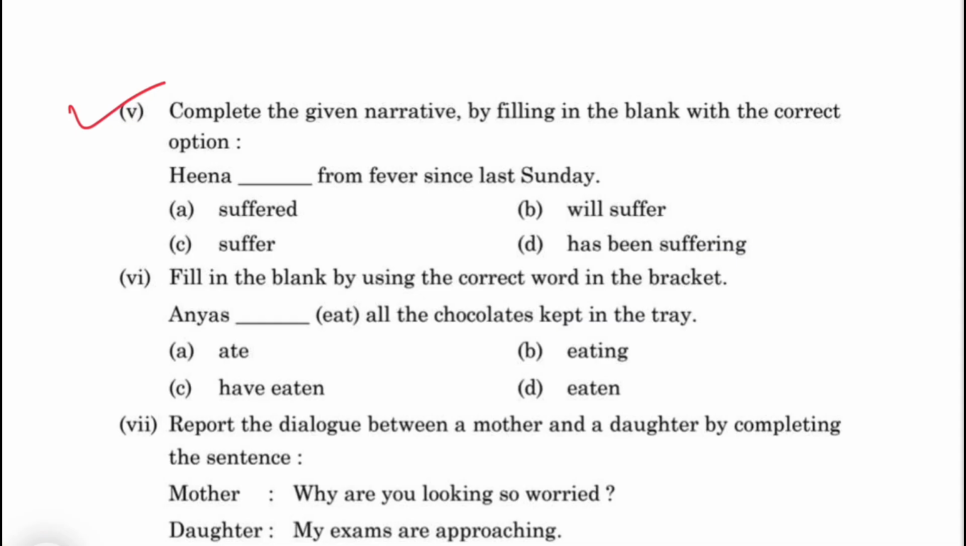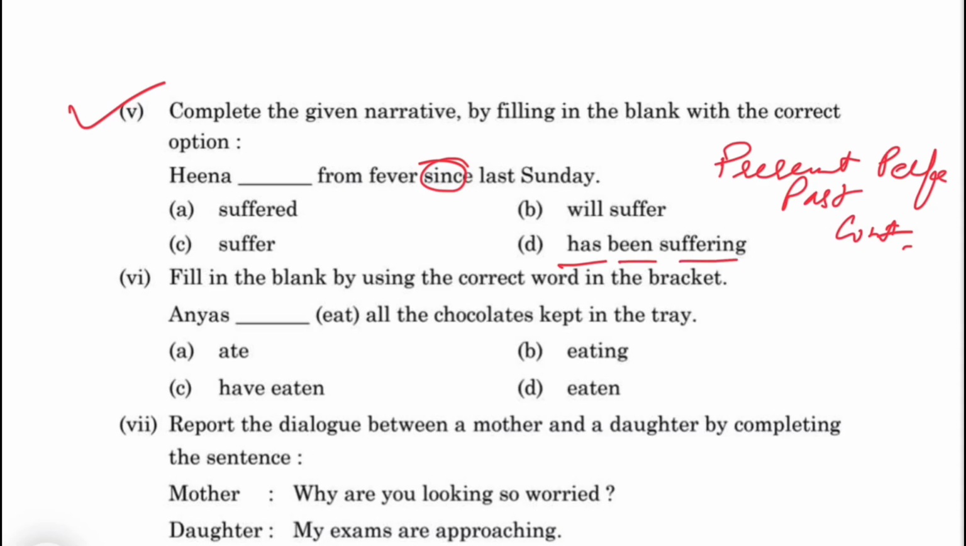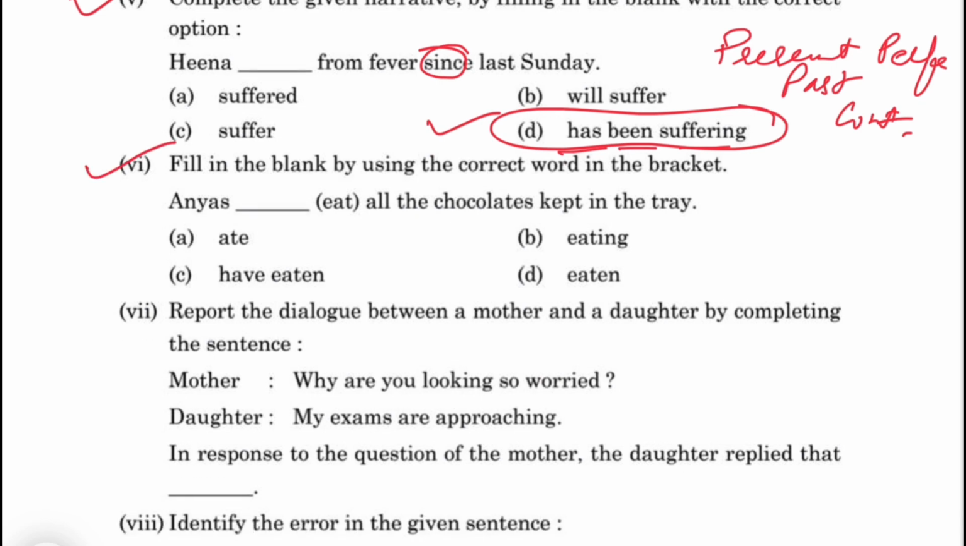Next question is Hina dash from fever since. Since is the keyword that is telling us that it may be present or past perfect continuous tense. Okay, perfect continuous tense. So that means has, have plus been plus first form plus ing. So this is the correct answer.